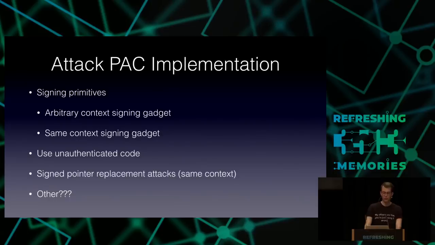We could also look for unauthenticated code. For example, I imagine the code which sets up PAC itself is probably not protected by PAC because you can't sign the pointer if the key is not set up yet. Maybe that code is still accessible. We could look for something like that. We could also try to replace pointers which share the same context. It's probably not feasible for return values on the stack, but maybe it's feasible for swapping pointers in a vtable. Or maybe you come up with your own clever idea of how to bypass that. These are just some ideas.